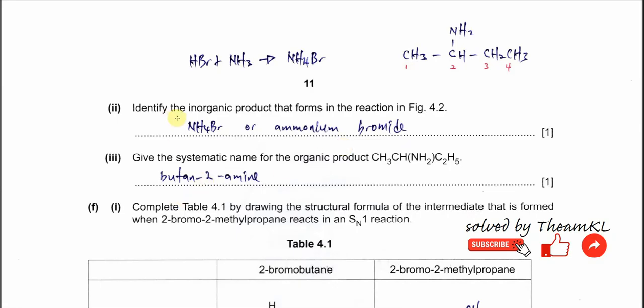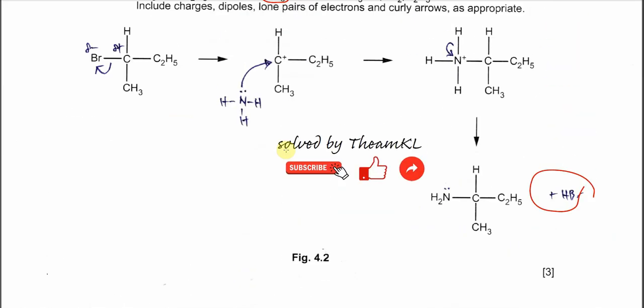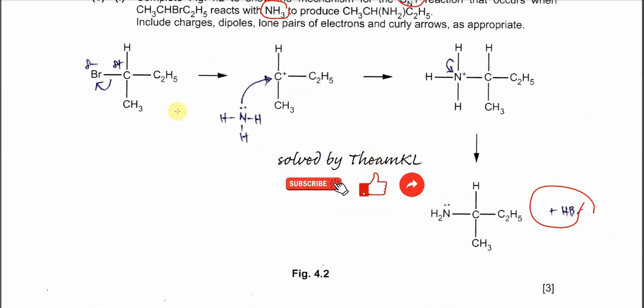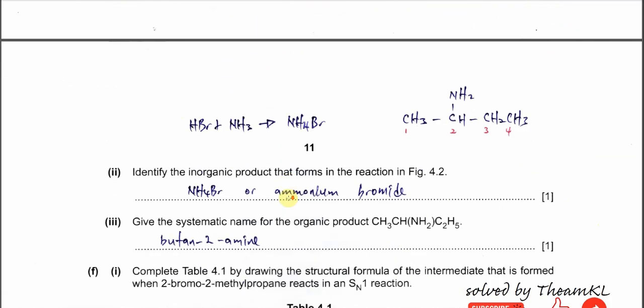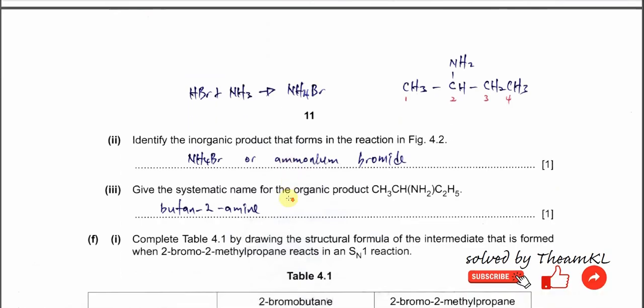Part 2. Identify the inorganic product that's formed in the reaction in figure 4.2 just now. As I told you just now, after the mechanism, it will produce the hydrogen bromide, HBr, and the HBr will react with the ammonia, because one of the reactants is ammonia. So therefore, the inorganic product that is produced will be the ammonium bromide. So the HBr with the ammonia forms this ammonium bromide.